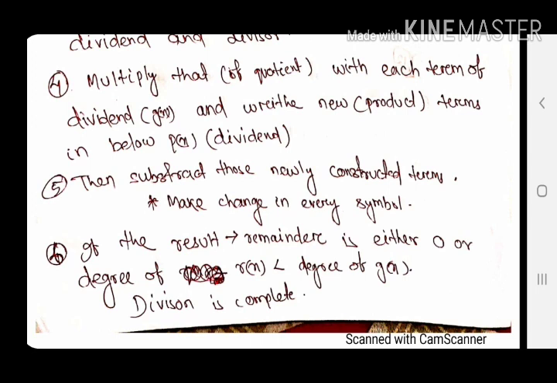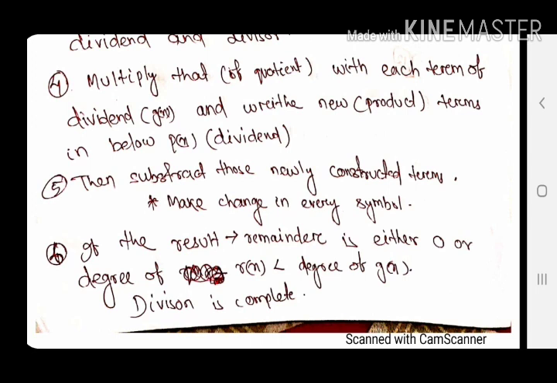After making it the same, you get one term of the quotient, and you have to multiply it with the entire divisor. Already we have multiplied with the first term, so you multiply with all the remaining terms, and you will get one expression. Then you subtract it from the dividend. As in the usual process, you divide 10 by 3, 3 into 3 is 9, then we subtract 9 from 10. Similarly here also we will subtract. Here subtraction means we only change the symbol.